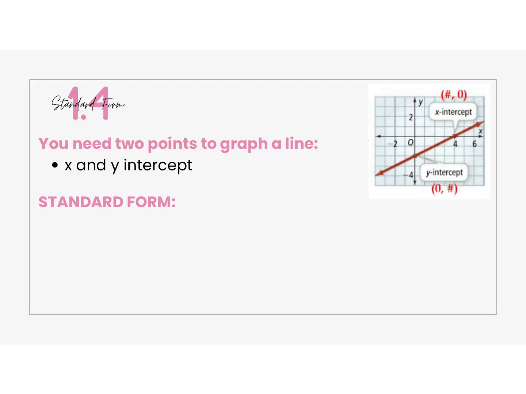So just like before, when we said we need 2 points to graph a line, that remains true. The points we're going to look at in terms of graphing this time around are the x and the y-intercept. So instead of the y-intercept and then using the slope to find a second point, we're going to just graph those 2 points, the x and the y-intercept, and then use those to graph our line. Okay, so what is standard form? It's ax plus by equals c.